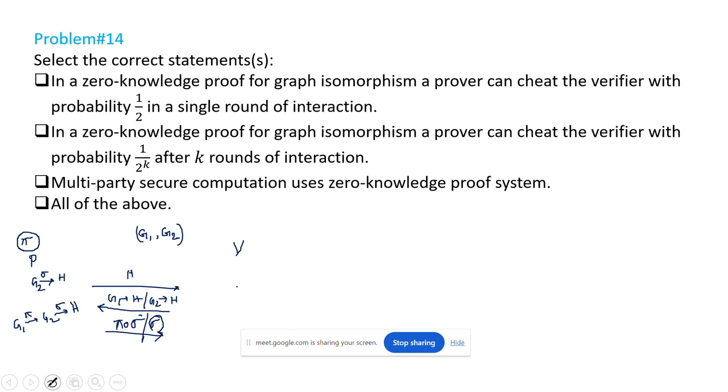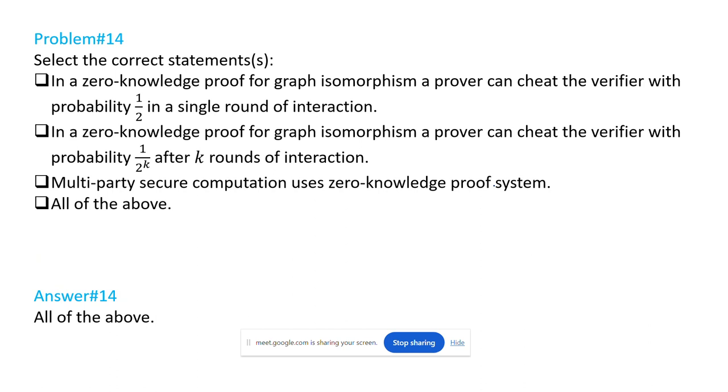So that's how with probability 1 by 2 to the power k the prover can cheat in k rounds of interaction. And yes, multi-party secure computation uses zero knowledge proof system. If you have a passively secure MPC protocol, you can turn it into an actively secure MPC protocol. Active security means the corrupted party may deviate from the protocol, but if you apply the zero knowledge proof system there, you can make your system robust even against those active adversaries. That's why MPC computation uses zero knowledge proof system. That is true. So all of the above statements are correct.